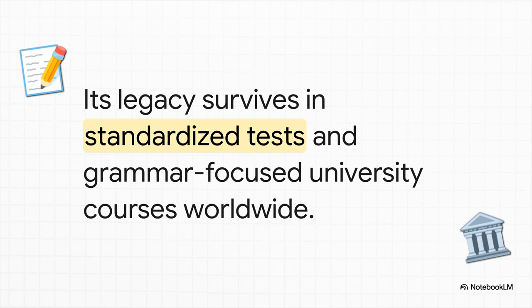So where do we see its DNA today? Well, look no further than those big, scary, standardized language exams a lot of us have to take. Those sections on grammar rules, reading comprehension, and sentence translation? That is a direct descendant of GTM. It survives because it's predictable, it's measurable, and honestly, it's easy for big institutions to use.